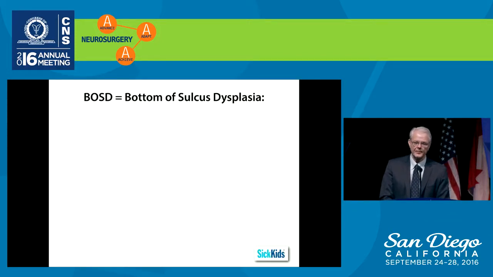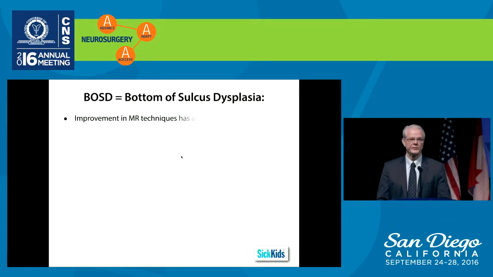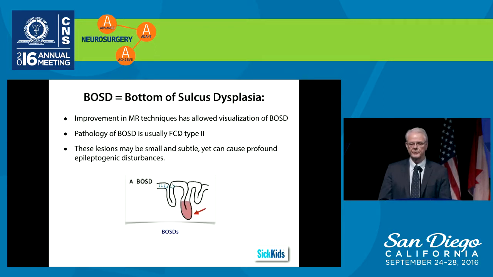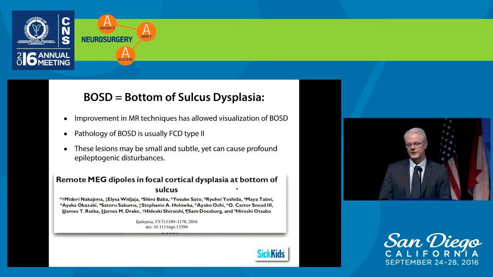Okay, this is bottom of sulcus dysplasia, which is a fairly new and recent term that some of you may not be familiar with. Basically, it's a type of focal cortical dysplasia type 2. These are very subtle lesions and only recently have been identified by high Tesla MR. Using 3 to 7 Tesla MR, you can pick up these lesions that occur like this that you can see in the brain. But quite frankly, you need almost an experienced neuroradiologist to be able to see some of these.